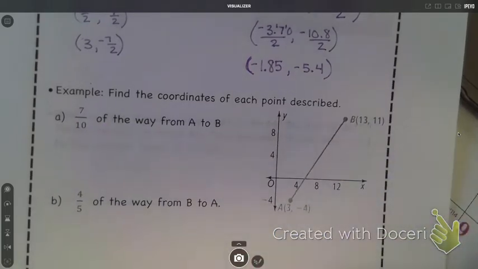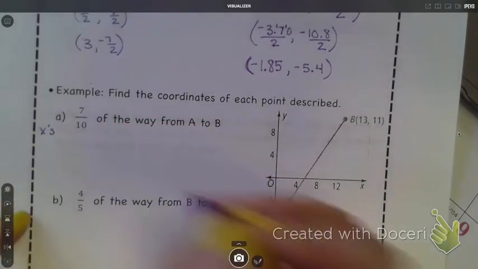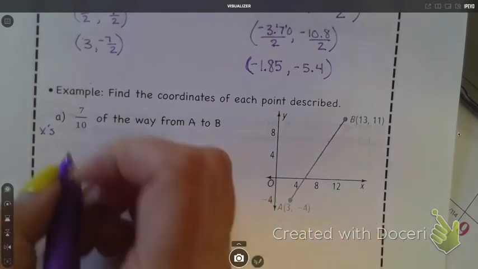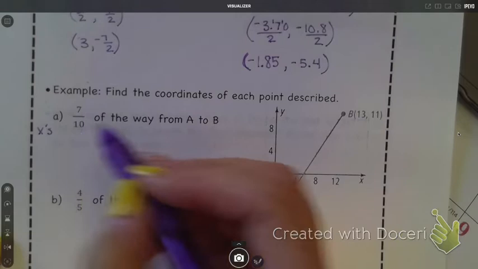How do you find change? Subtract. You subtract. That's how you find change every time, isn't it? You take the ending number minus the beginning number, and you have the change. Correct? That's how you've been doing it forever. So that's what we're going to do. So we're going to do the x's first. So I'm going to take the change of the x's and multiply them by 7/10.